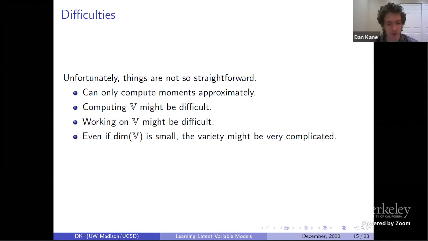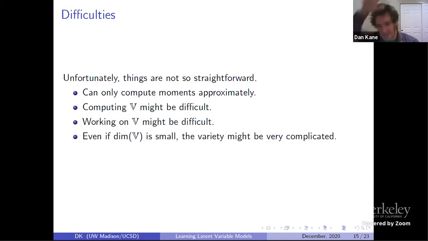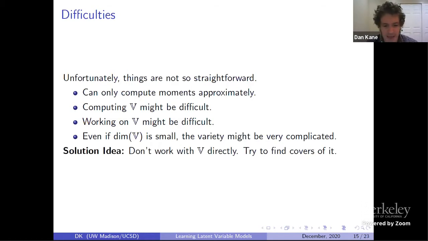And finally, we run into this issue that even if the dimension of this variety is small, it might still be very complicated. Maybe it's a one-dimensional variety, but it's some kind of almost space-filling curve. And just knowing that all of our means lie on this curve that basically goes everywhere is maybe not very useful to us. And so these are the problems that we need to solve with our technique. The basic idea of how we're going to solve it is, instead of working with this variety directly, we're just going to approximate it. We're going to approximate it with a discrete set of points that we can work with.